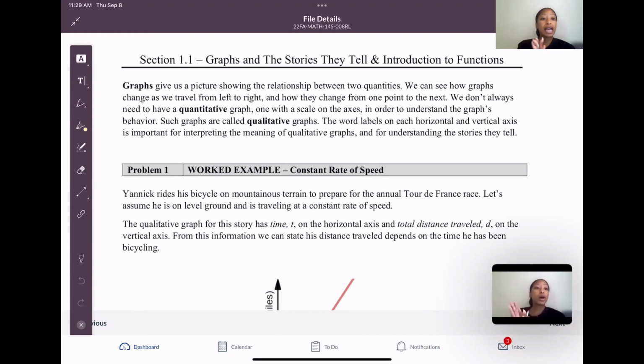We do not always have quantitative graphs, one with a scale on the axis. So sometimes the graphs have numbers on the axes, like tick marks, 1, 2, 3, 4, 5. Sometimes they don't. But whether they do or don't, we can still interpret the graphs. Graphs with numbers are called quantitative graphs. Quantitative graphs have numbers. Graphs without numbers and just words are called qualitative graphs. Okay, so two different types of graphs.